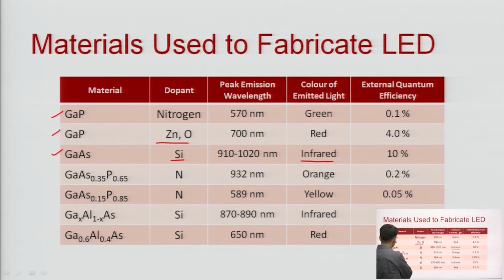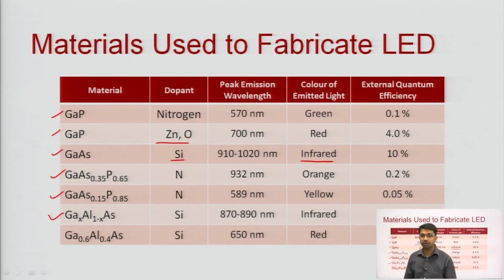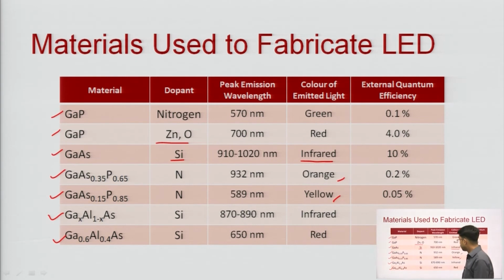Then again, gallium arsenide phosphide with different ratios of arsenic and phosphorus. So, in this, 0.35 is arsenic, 0.65 is phosphorus. So, different ratios for different colors: orange, yellow. Gallium aluminium arsenide, again the dopants are the same. This is for infrared, this is for red, and over here we can see the external quantum efficiency.